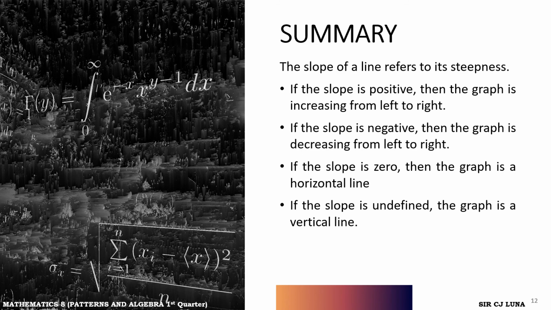So we're done, okay? So let's now summarize our lesson. The slope of a line refers to its steepness. If the slope is positive, then the graph is increasing from left to right. If the slope is negative, then the graph is decreasing from left to right. Kapag naman ang slope natin ay 0, ang graph natin ay horizontal line. Vertical line naman kapag ang slope natin ay undefined.